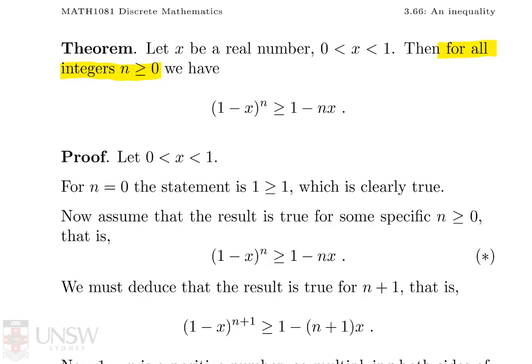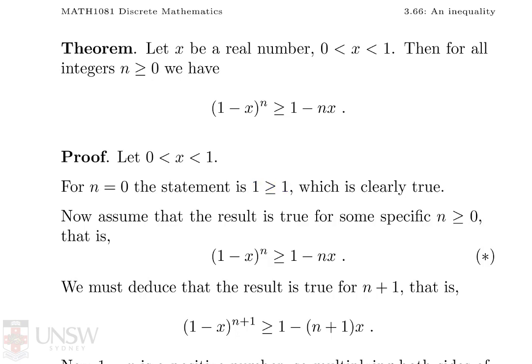That's what I have to check for the basis case. So if I look at the basis case here, when n equals 0, this is saying 1 minus x to the 0 is greater than or equal to 1 minus 0x. In other words, it's saying 1 is greater than or equal to 1. And that's clearly true.